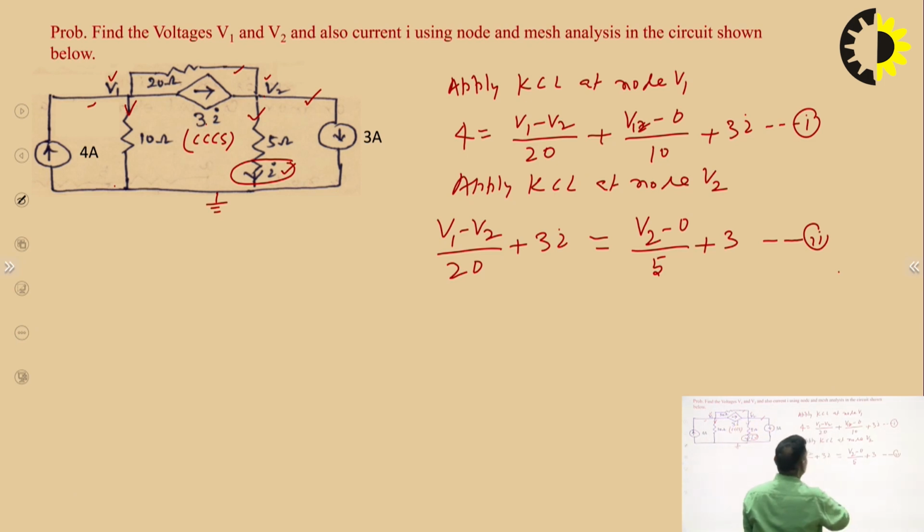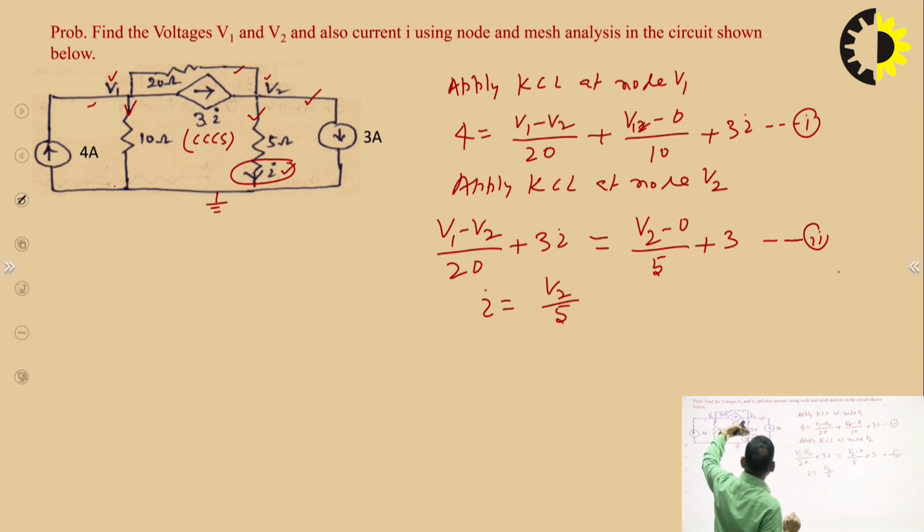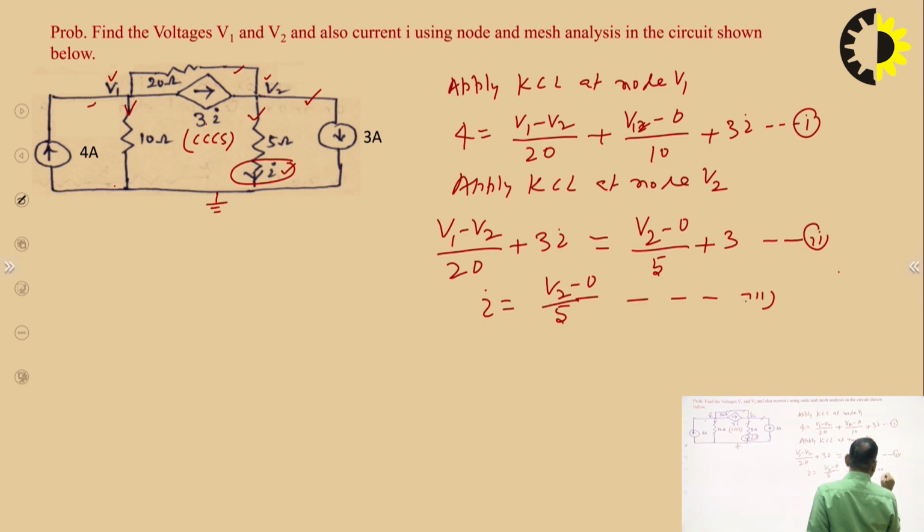So how many unknowns are there? There are 3 unknowns, V1, V2 and I, and we have written 2 equations. So one more equation is required. The third equation is I equal to V2 by 5, because the current through the 5 ohm resistor is I, which is V2 minus 0 upon 5. So these are 3 equations, 3 unknowns. Using these 3 equations we can find V1, V2 and I.